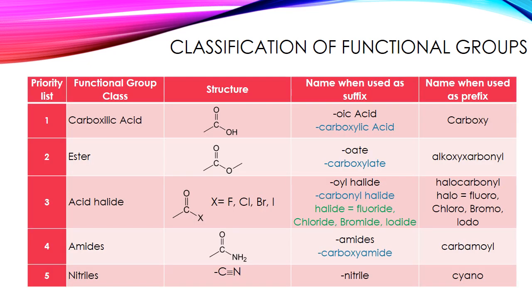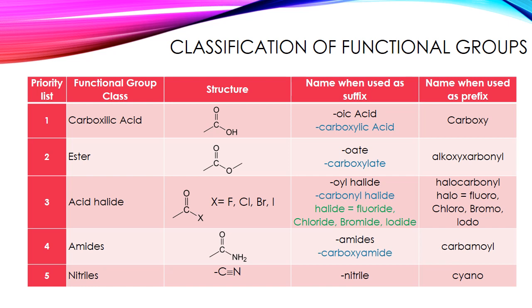This table you can download from the VLE, where I have uploaded it as a PDF file. Before you study the next part of this lesson, it's better to download that PDF file and take a printout, or keep a separate document while you are learning the rest of this lesson. In this table you can see the functional groups and their structures, the name when used as a suffix, and also the name when used as a prefix.